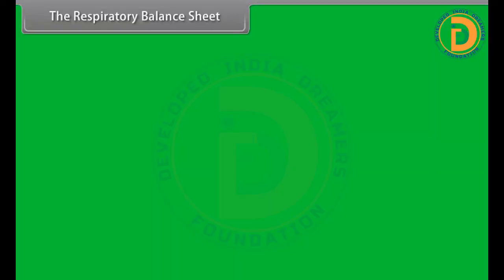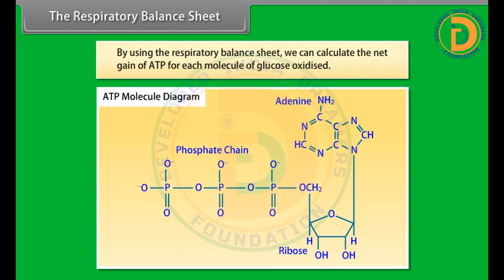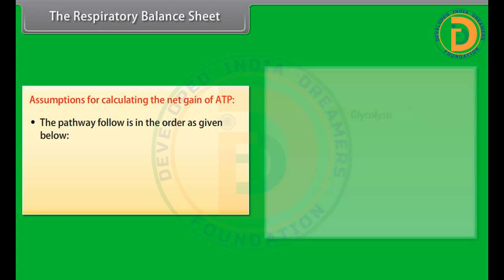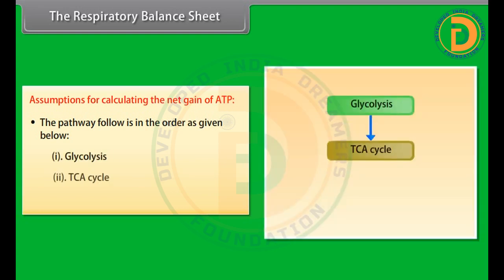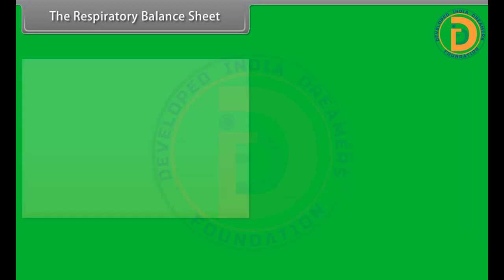The respiratory balance sheet. By using the respiratory balance sheet, we can calculate the net gain of ATP for each molecule of glucose oxidized. Assumptions for calculating the net gain of ATP: the pathway followed is in the order as given below: glycolysis, TCA cycle, and electron transport system.